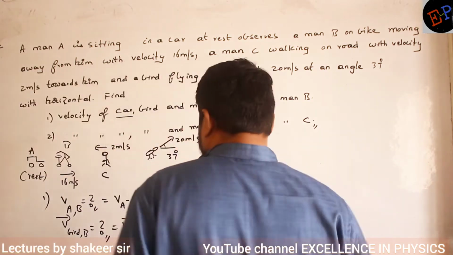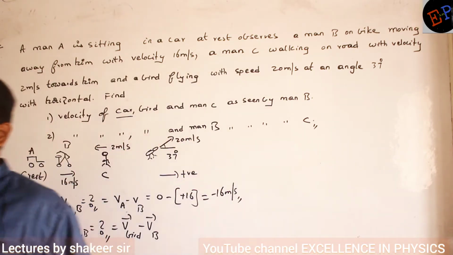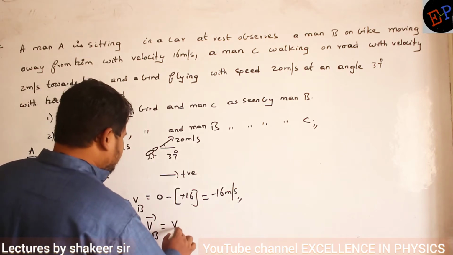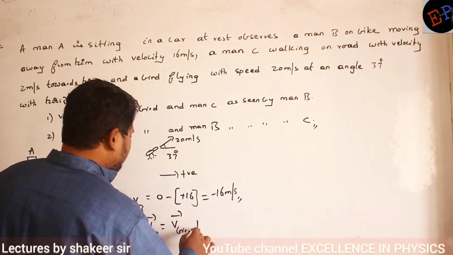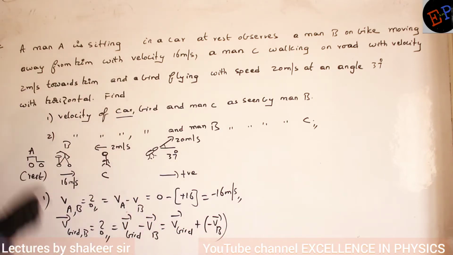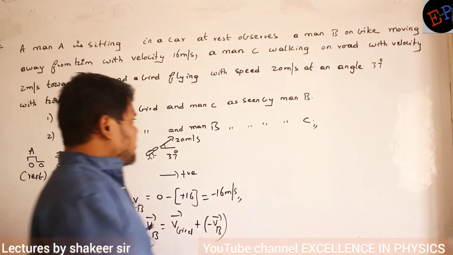So the same equation I have to write first of all in the form of addition. We already discussed, because there are no rules of subtraction. Rules are present only for addition. Convert everything into the form of addition. So velocity of bird plus minus velocity of B, the person moving on the bike. Okay, now let us do the calculation here.